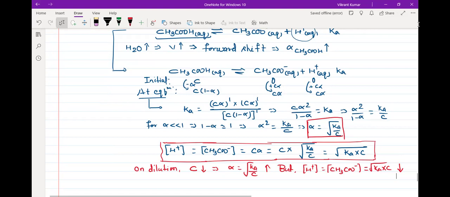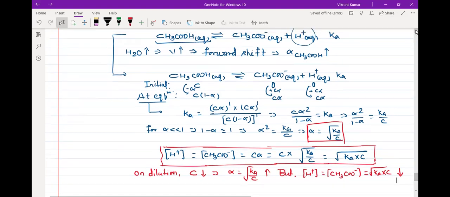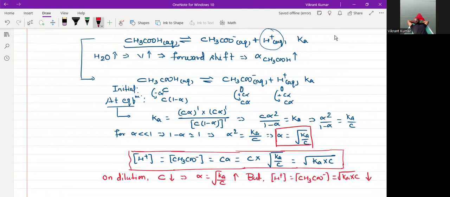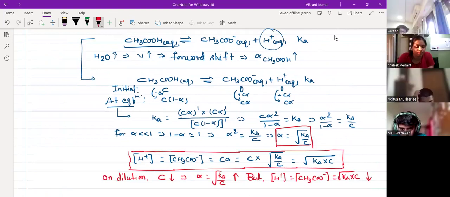Any doubt in this part? Then we'll go back to the statement which I have written earlier. But mathematically, have a look at this. If you have any doubt, just ask me. Anyone having any doubt in this part?